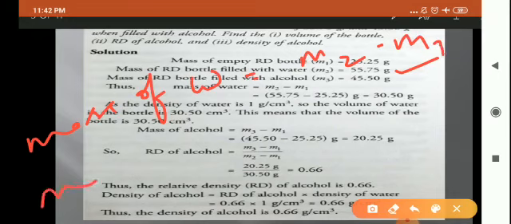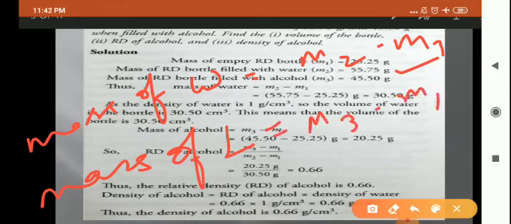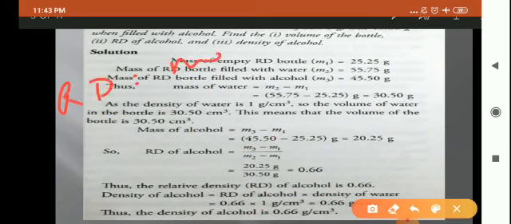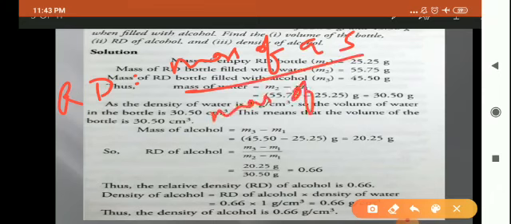Now suppose you want the mass of liquid, because both these things should be clear to you, class. So mass of the liquid is equal to M3 minus M1. What is M3? M3 is the combined mass of the bottle plus any liquid, like here it is alcohol, minus the mass of the bottle. This cancels and you are left with the mass of the alcohol. So only these two concepts are there which you need to be very clear about. Then you are going to apply the formula of the RD, relative density, is equal to mass of a substance upon mass of water.